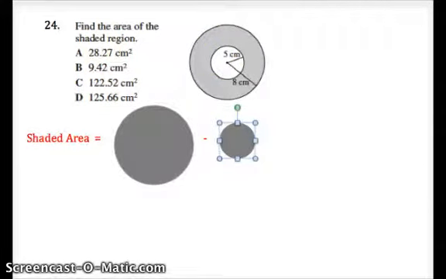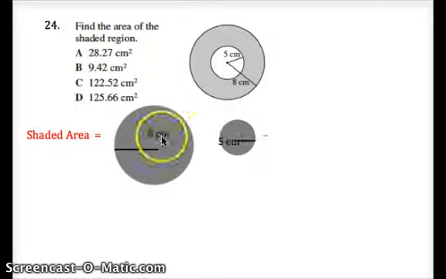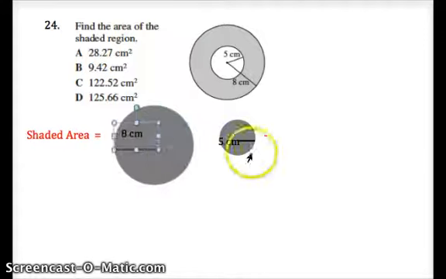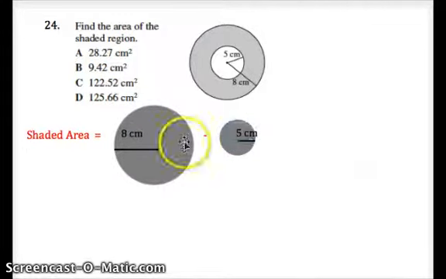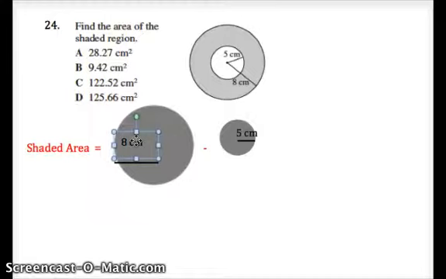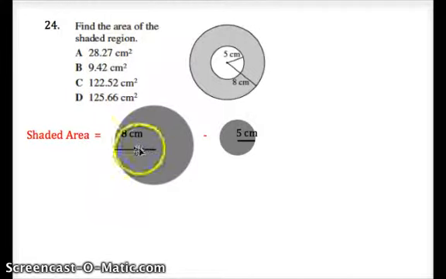So I'm just going to put the measurements on the big circle and the small circle. We can see that the big circle has a radius of 8 and the small circle has a radius of 5. So big circle, radius of 8, small circle has a radius of 5 centimeters. Okay, so what we'll do now, I need to work out the area of each of those circles, and I'm going to subtract the smaller circle away from the larger circle.